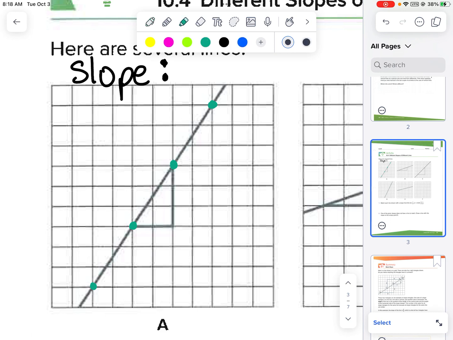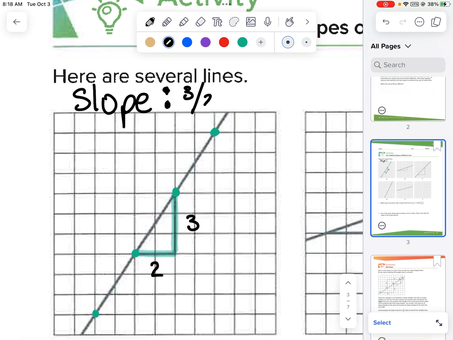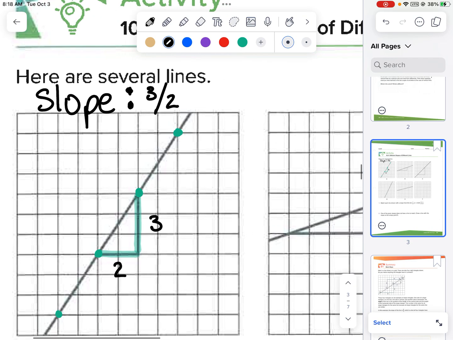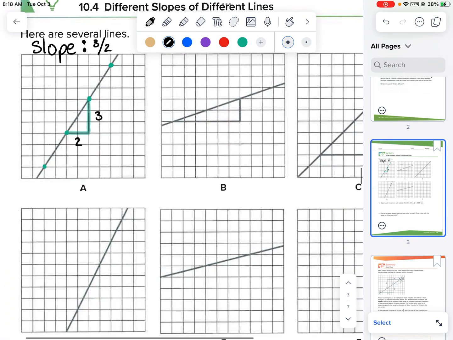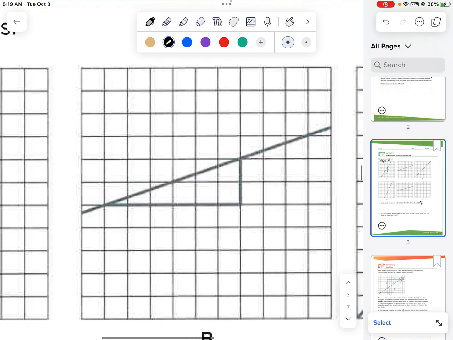So the line they provided us is here, or the triangle, and we have to find rise over run. So my rise is 3, my run is 2, so my slope is 3 over 2. And then we can look and see, was that an option in my list? Yes, so I'm going to cross it out. All right, let's try B. Maybe pause the video and try B on your own.